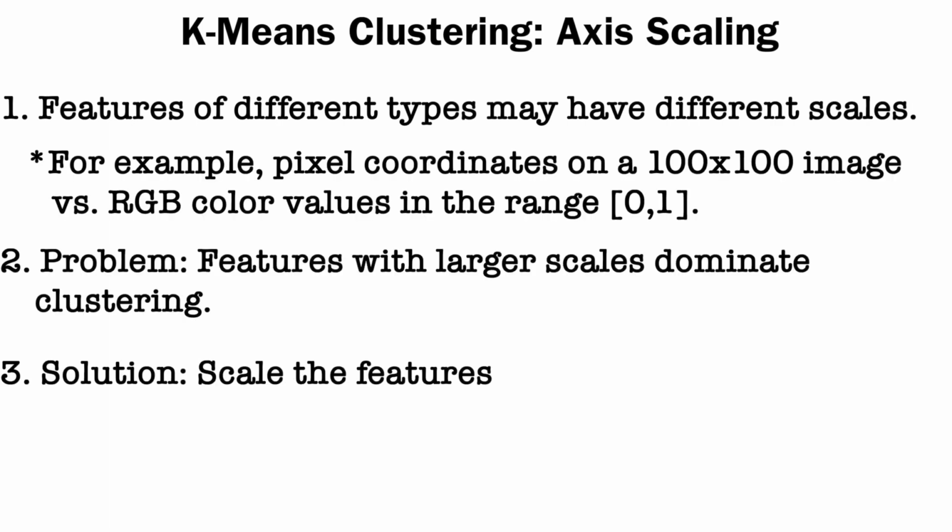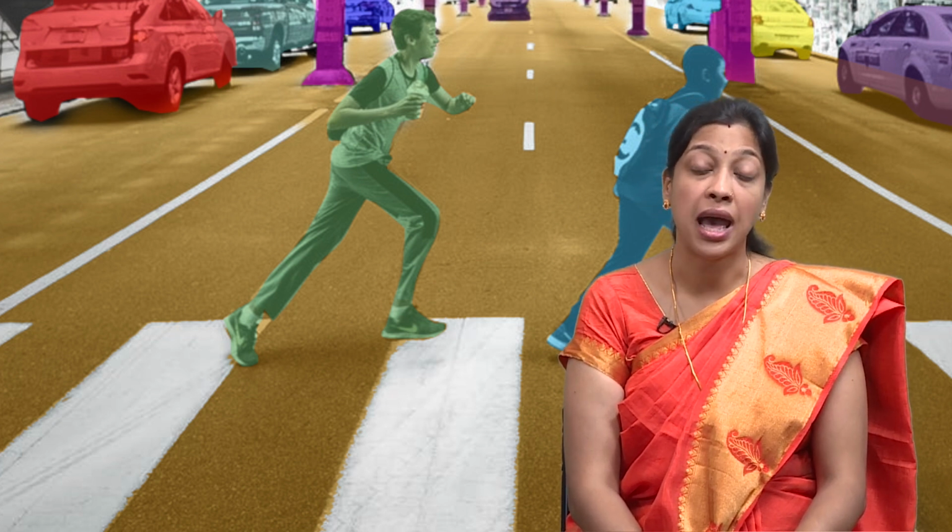Now, features of different types of clusters may have different scales. For example, pixel coordinates on a 100 cross 100 image versus RGB color values in the range of 0 to 1. What is the problem with this? Features with larger scale dominate clustering. What is the solution for it? Scale the features. Whenever we scale the features, it can maximize the optimized value of pixels that can be converted into gray level images, and that can be converted into exactly 2 peak values of pixels with clustering or thresholding values.